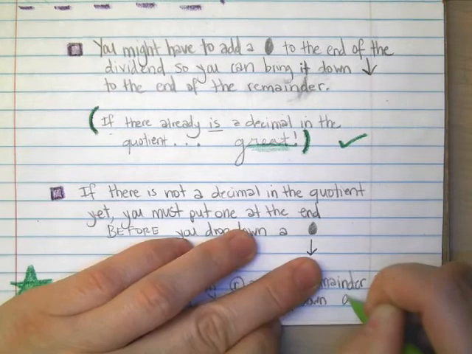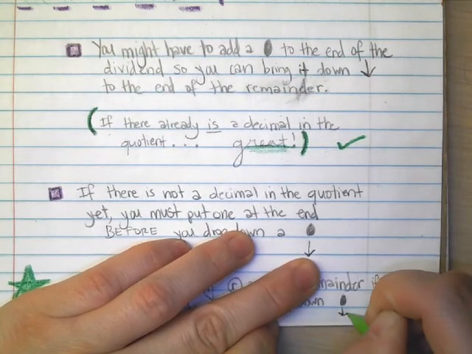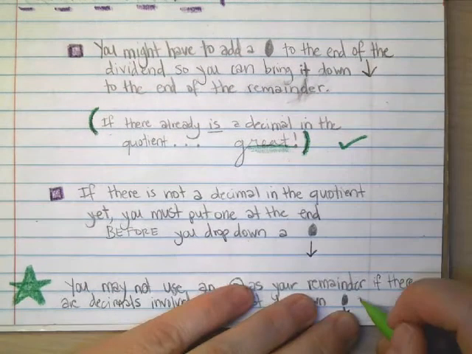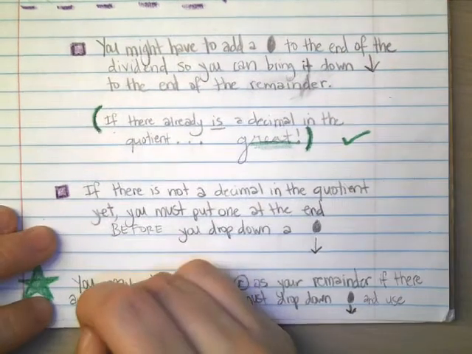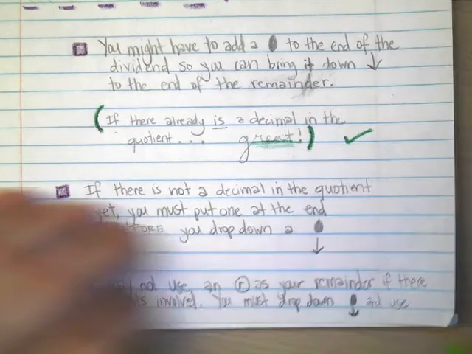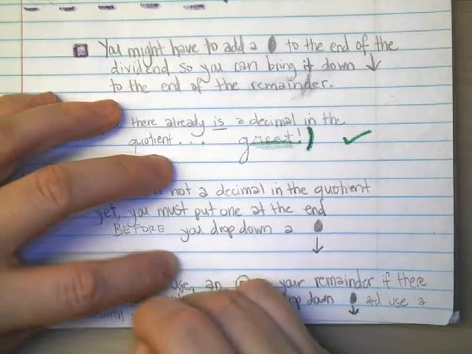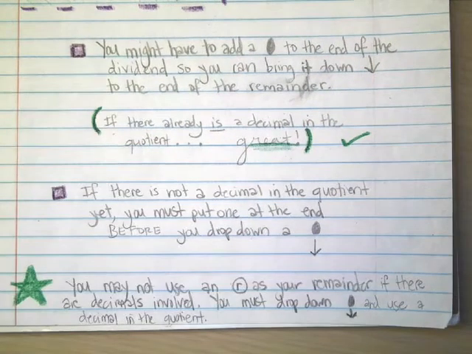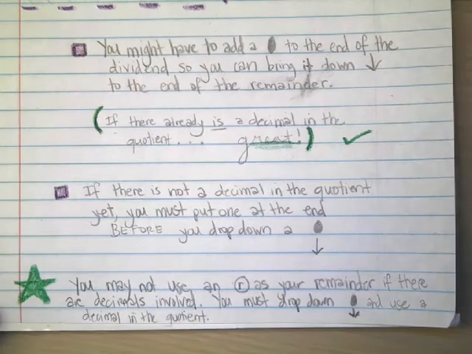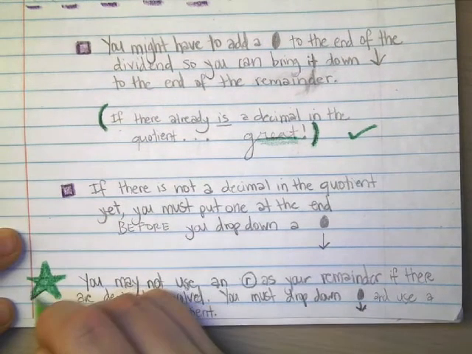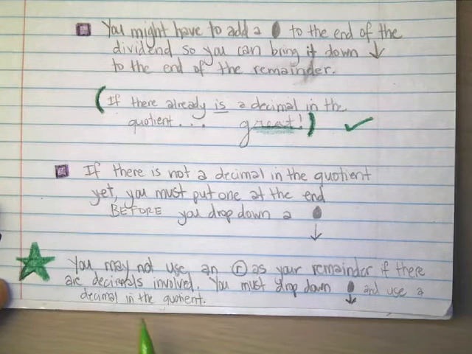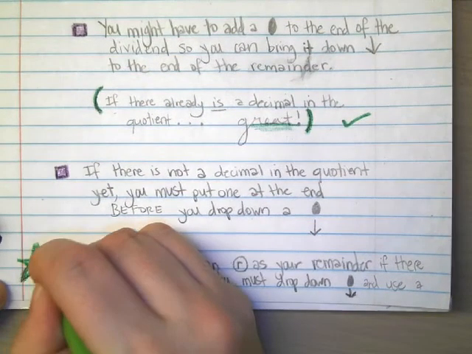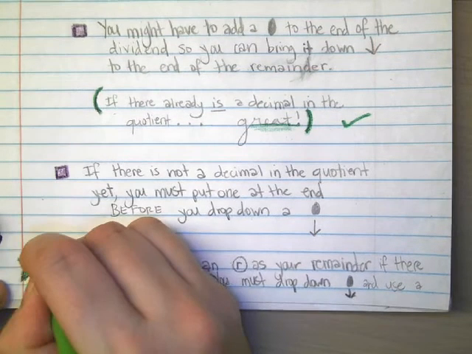You must drop down ghost zeros. You must drop those down and use a decimal in the quotient. So again, it says you may not use an R as your remainder or a whole number or even a fraction. You can't do any of that if there are decimals involved. You must drop down that zero, a ghost zero, and use a decimal in the quotient.